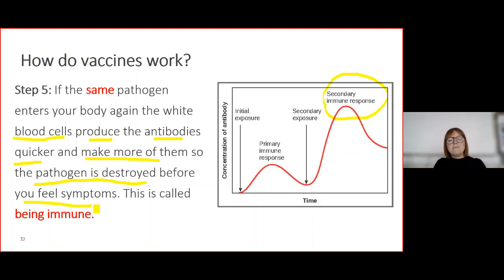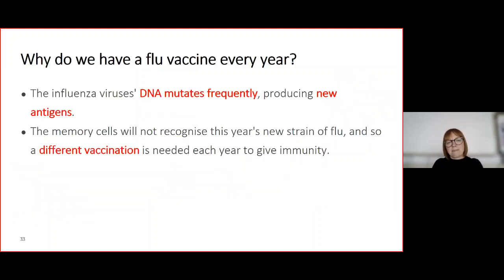Okay, so being immune does not mean that you're not going to get that disease. Okay, it just means that if you are infected, then you will start here on the secondary immune response rather than here on the primary immune response. Okay, so vaccines are preparing our bodies just in case we are infected with that particular pathogen.